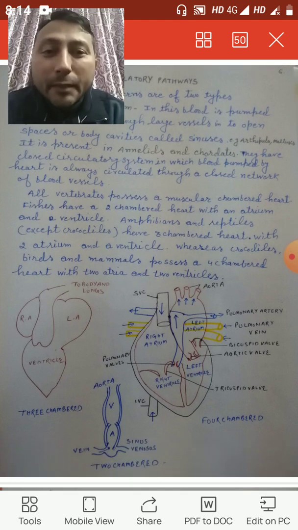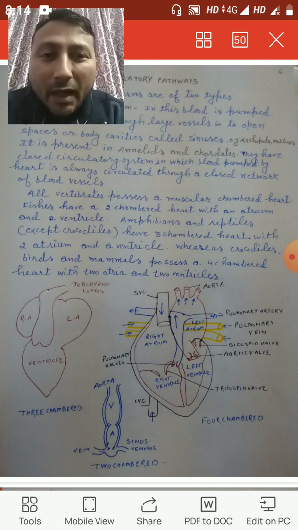All the vertebrates possess a muscular chambered heart, the pumping organ. Fishes have a two-chambered heart with an atrium and a ventricle. Amphibians and reptiles, except crocodiles, have a three-chambered heart with two atria and a ventricle. Whereas crocodiles, birds, and mammals possess four-chambered hearts with two atria and two ventricles.